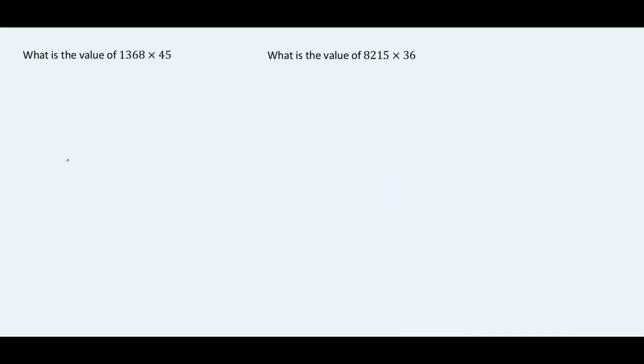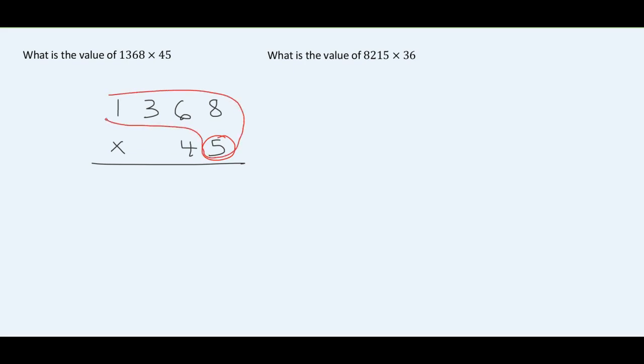Now our final examples here. These are 4-digit numbers by 2-digit numbers. So we're going to have 1, 3, 6, 8, and then 45. We're multiplying. We're going to start on the bottom level. We start in the ones place. And so we're multiplying 1, 3, 6, 8 by 5.